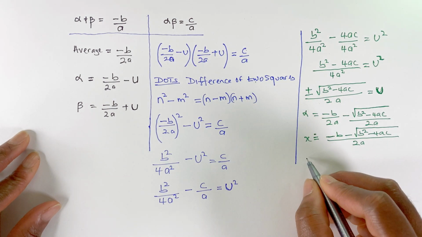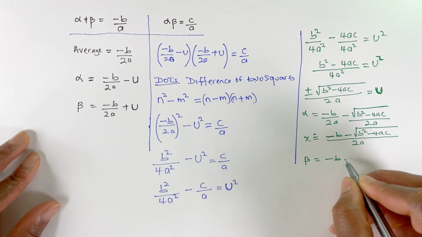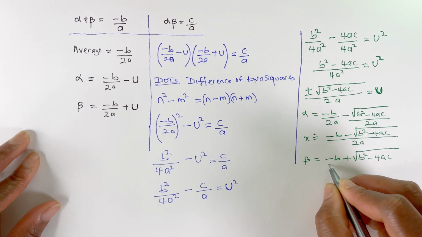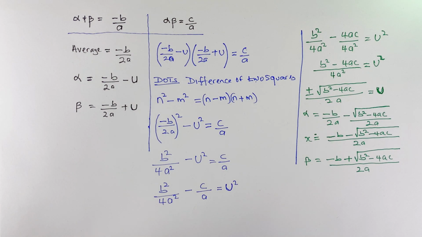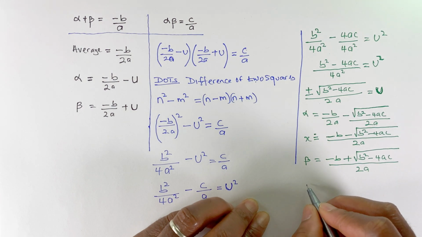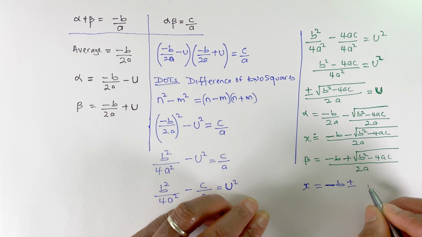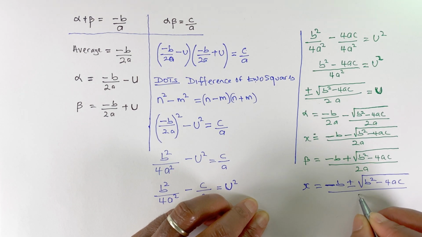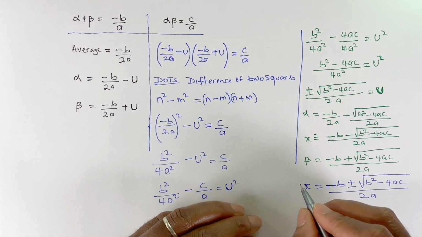And then the same thing will be for the beta. So beta, because it's a plus, you just get a plus here. So beta will be minus b plus root b squared minus 4ac over 2a. And that is my quadratic formula. So let's write it down, because remember alpha equals x and beta equals x at the point where y equals 0. So the x value will be minus b plus or minus square root b squared minus 4ac over 2a. That is our derivation of the quadratic formula.